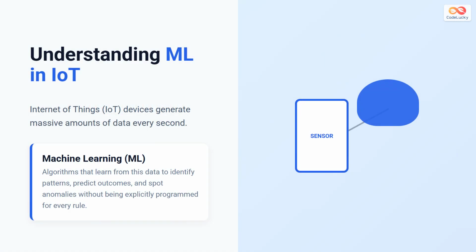First, let's define our terms. The Internet of Things consists of billions of physical devices around the world that are now connected to the Internet, all collecting and sharing data. Machine learning is the brain of the operation. It uses algorithms to analyze this data, identifying patterns and making decisions without human intervention.